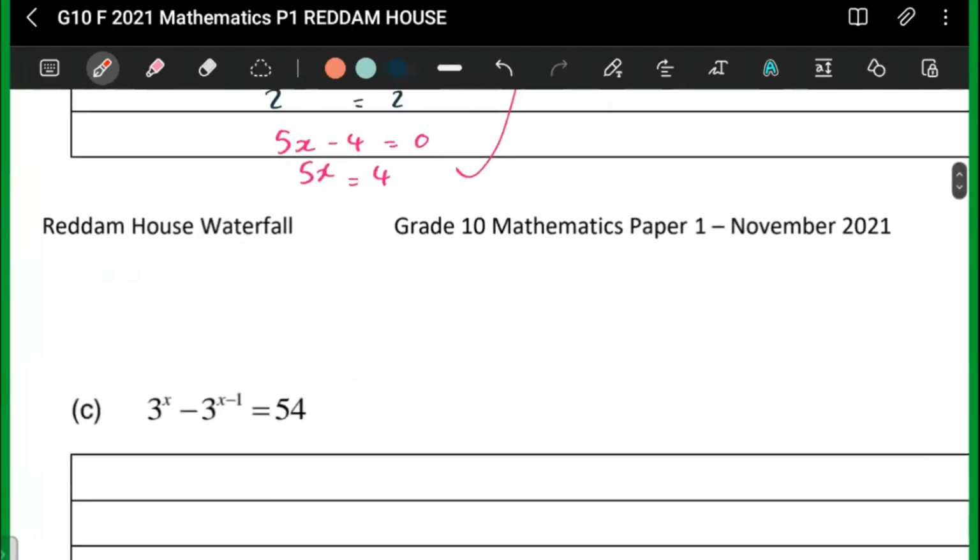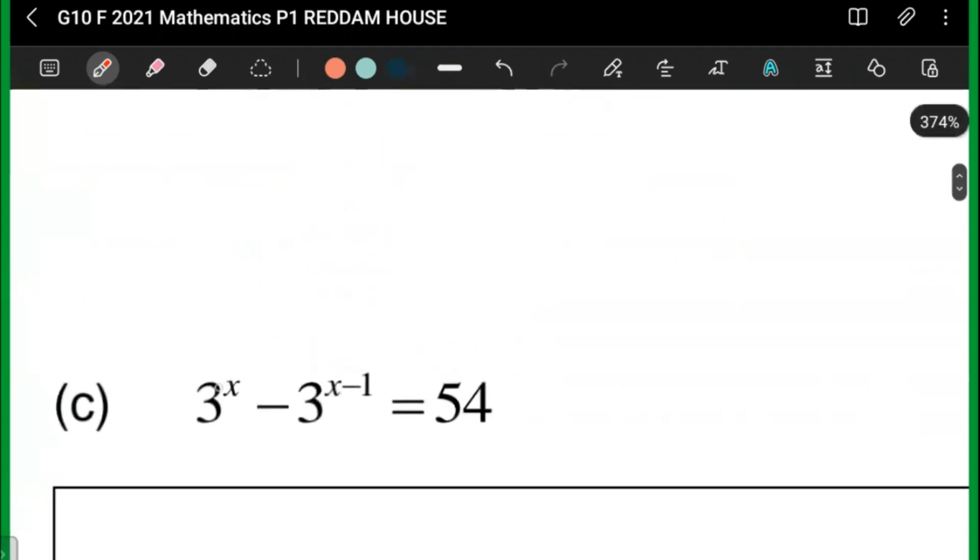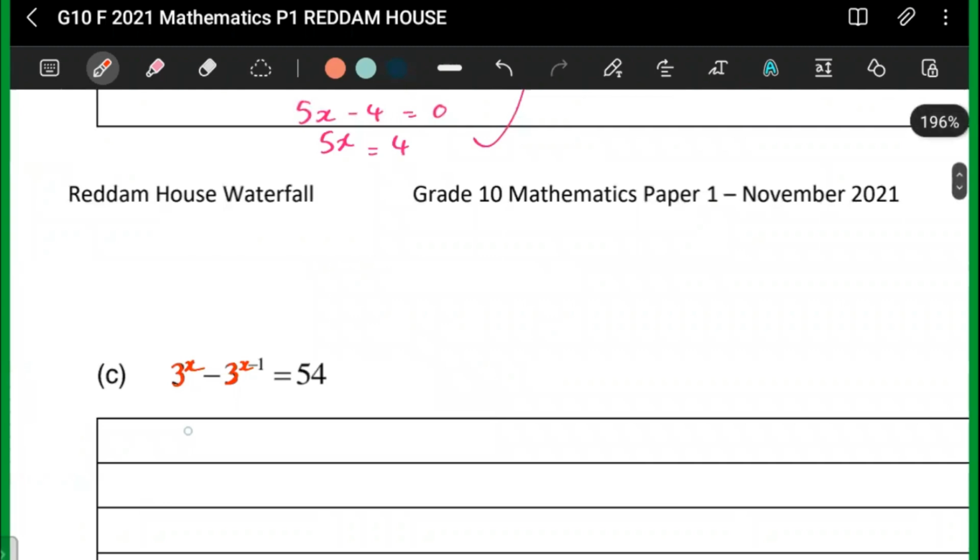Question number C. We have C here, question 2, solving for x. So again, here you would want to spot that these are like terms. So we can take that out as a common factor. 3 to the power of x. And then here you have 1. No. Before you even do that, let's try and visualize properly what's going on here. So this is 3 to the power of x minus. This you can write separately. 3 to the power of x and then 3 to the power of negative 1.